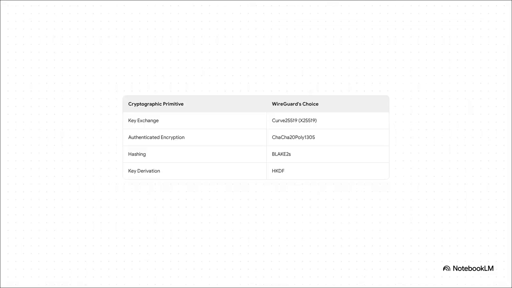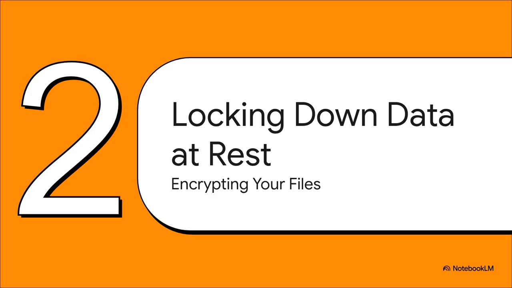And here it is. This is it. WireGuard's entire cryptographic toolkit, right here on one simple slide. It uses this fixed set of modern, really high-performance primitives for everything from key exchange to encryption. And the result of this incredible simplicity is just mind-blowing. The whole thing is less than 4,000 lines of code. Think about that. That makes it tiny, ridiculously fast, and way, way easier to check for security bugs than its old, complicated predecessor.